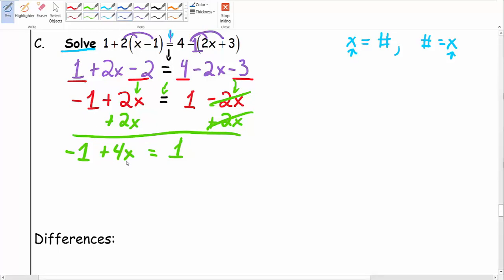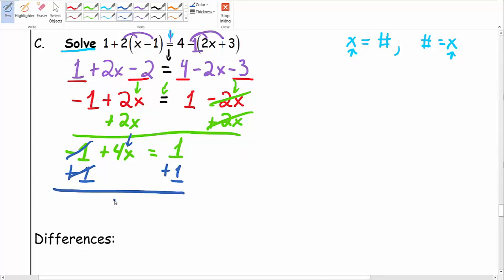Again, your variable coefficient should be positive, or at least it shouldn't be negative. It doesn't have to be, but it will make your life easier. Now again, we want to isolate x, so we need to get everything that's not associated with x onto the other side. So we're going to go ahead and add this 1 over to both sides. Again, what we do to one side, we have to do the other.